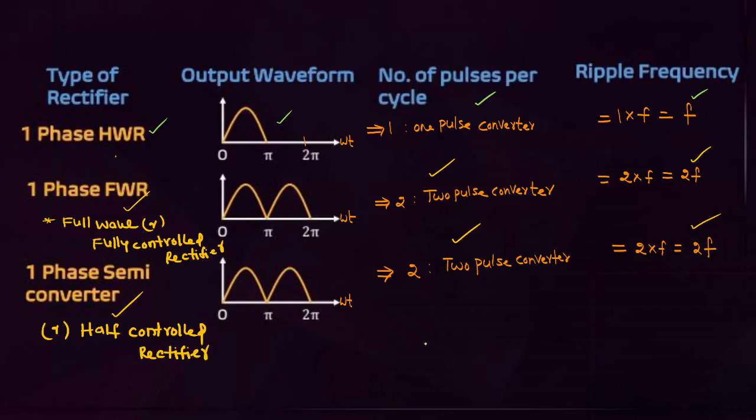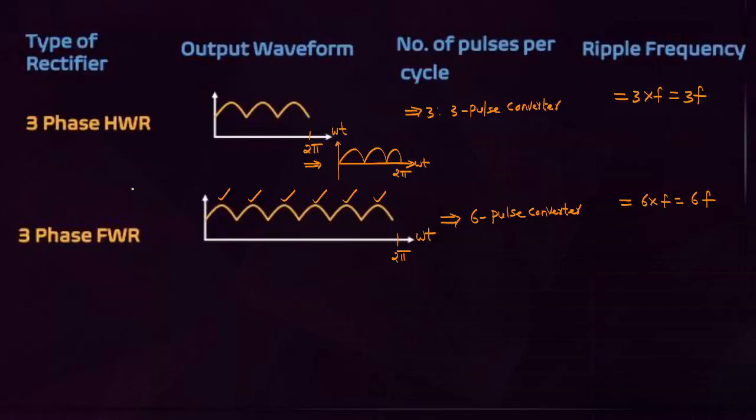Single phase full wave rectifier is a 2 pulse converter. Semi converter also. Single phase half wave rectifier is a 1 pulse converter. 3 phase half wave rectifier is a 3 pulse converter. That is 3 into F, ripple frequency 3F. 3 phase full wave rectifier is how many pulse converter? 6 pulse converter. Ripple frequency 6 into F, 6F.